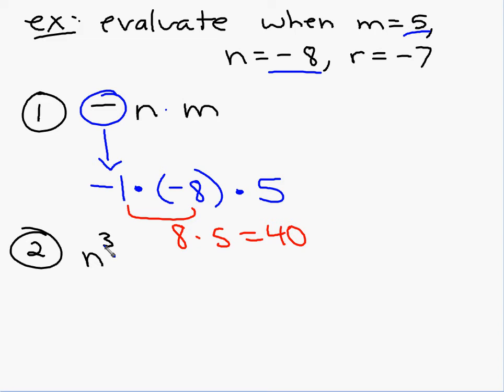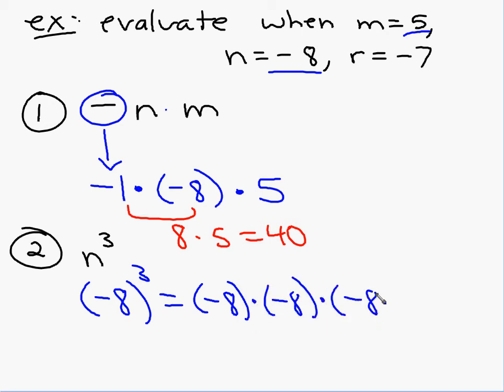Now look what we've got. My n is negative 8. So what I'm doing is I'm raising negative 8 to the third power. Now don't get in a hurry and say, oh, that's negative 24. It's not negative 24. This is negative 8 times negative 8 times negative 8. And don't try to do that in your head. Write it out. Because if you try to do that in your head, you'll probably make a mistake.